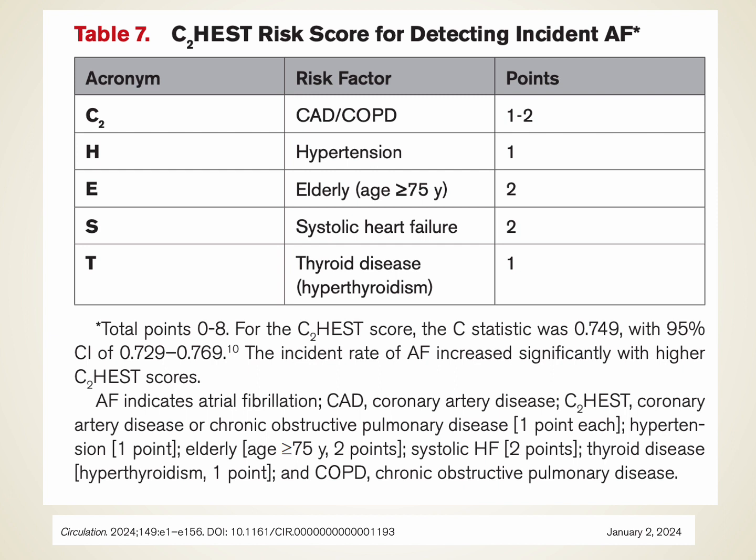When you're assessing someone with AFib, the guidelines are recommending a consideration for who might be at higher risk for AFib. So this C2HEST guideline looks at risk factors that predispose to AFib, including coronary artery disease and or COPD. Each alone has 1 point and the combination of them has 2. Hypertension, age over 75, systolic heart failure, and thyroid disease each get their specific points as it's listed here.